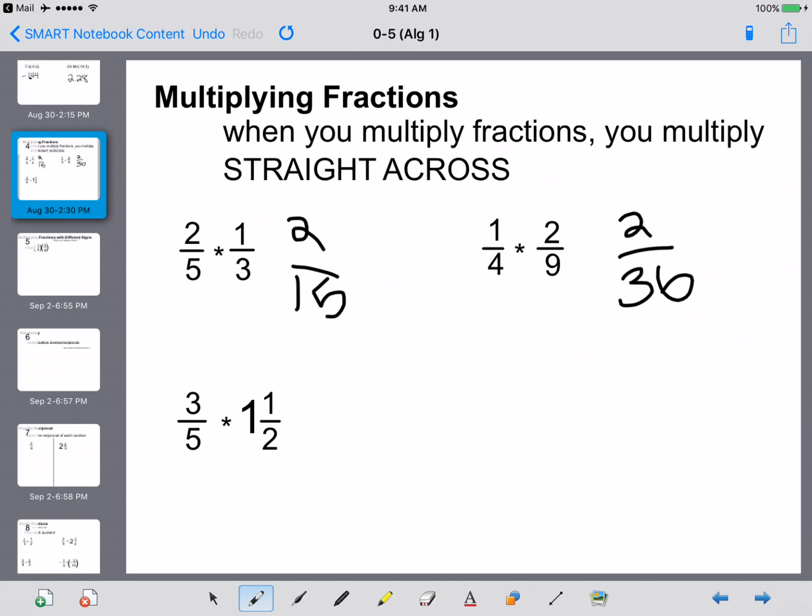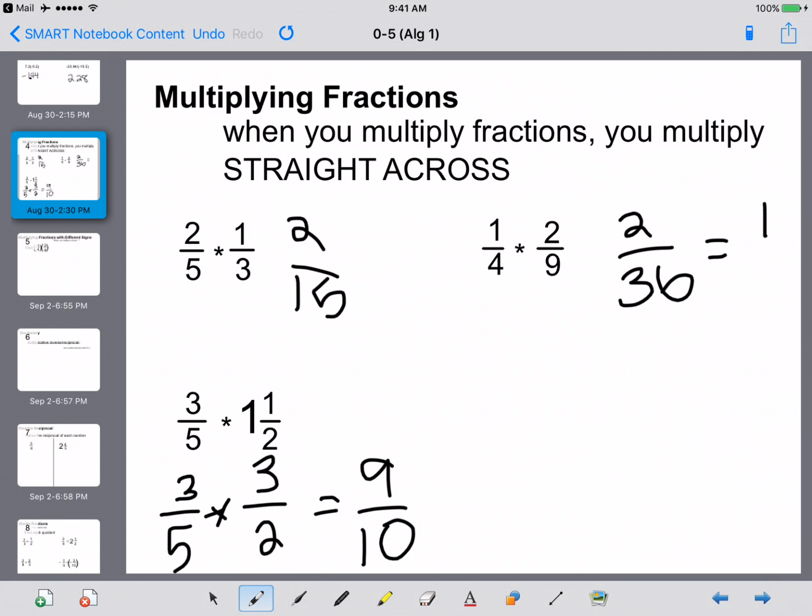Sorry. Thanks, guys. Okay, 3/5 times 1 1/2. We need to put that into an improper fraction. So 2 times 1 is 2, plus 1 is 3. So that would be 3/2. And our first one doesn't need to change. And then once again, multiplying straight across. 3 times 3 is 9. 5 times 2 is 10. And looking back here, we want to simplify if we can. So 2/36, 2 goes into both of those numbers. So 2/36 is the same thing as 1/18.